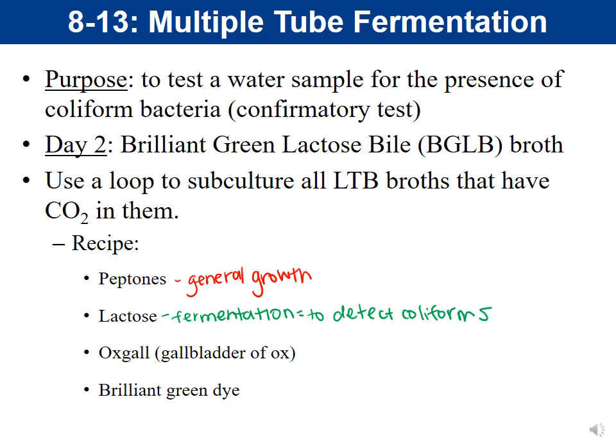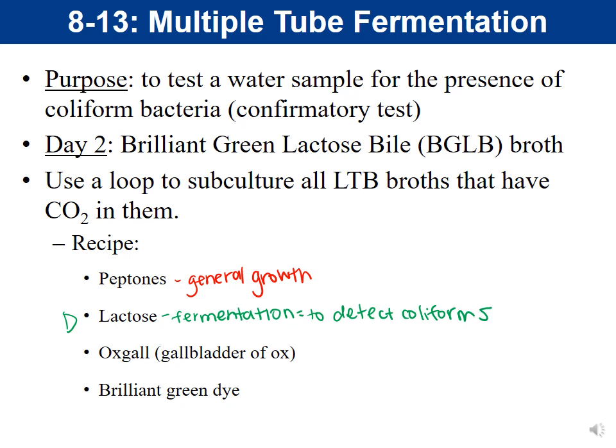Because again, in order for the bacteria to be considered coliforms, they need to be gram negative. They need to ferment the lactose to produce acids and gas. So we need the lactose there as our differential ingredient, right? This is our differential ingredient. So lactose is there for fermentation to detect coliforms.